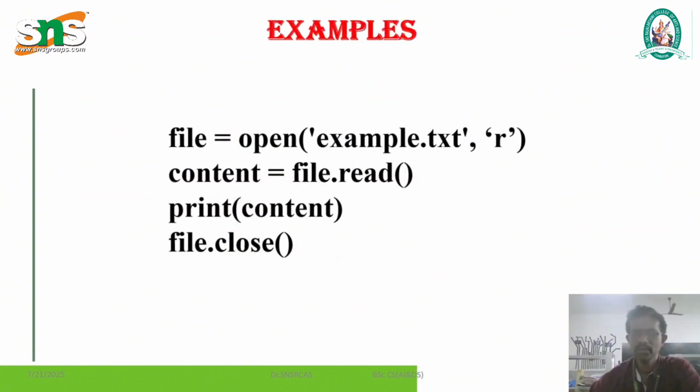Next, we can see the example. file equal to open, and we give the file name. Here I have given example.txt comma r. Next, we give the content, that is, the file from which we need to read the content. Next, we want to print what we have read, so we give the command print of content. Last, we want to close the file, which we can execute with the command file.close.